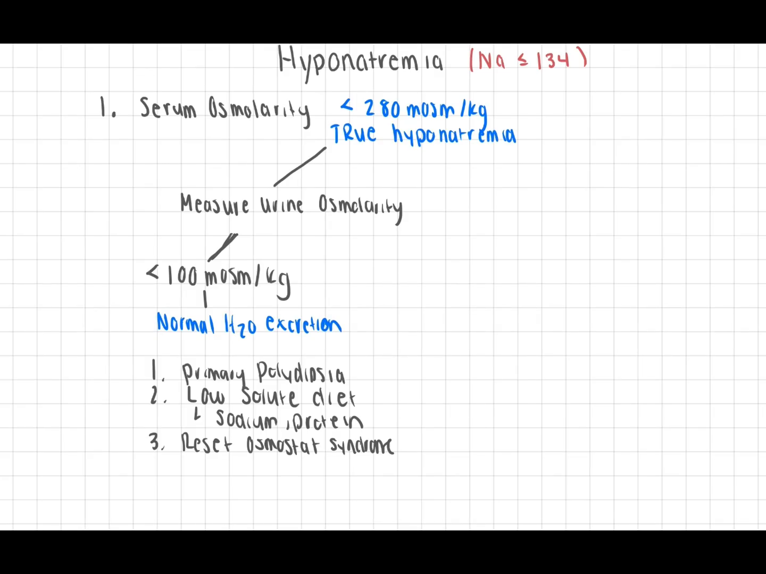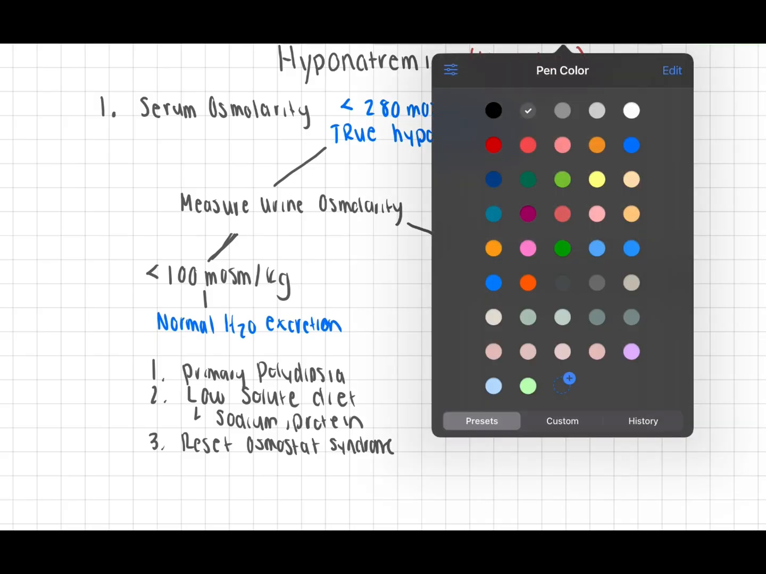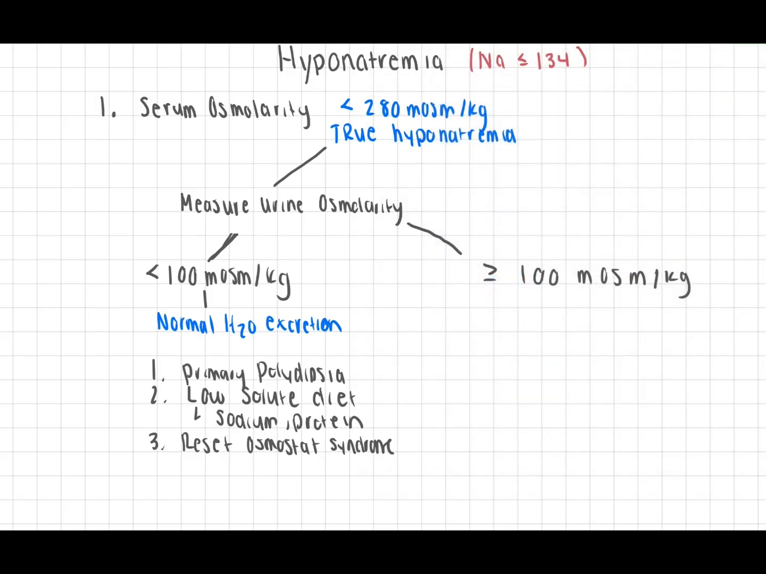So you can also have a urine osmolarity greater than or equal to 100 milliosmoles per kilogram, and in this case, our urine is inappropriately concentrated. So we call this impaired water excretion.